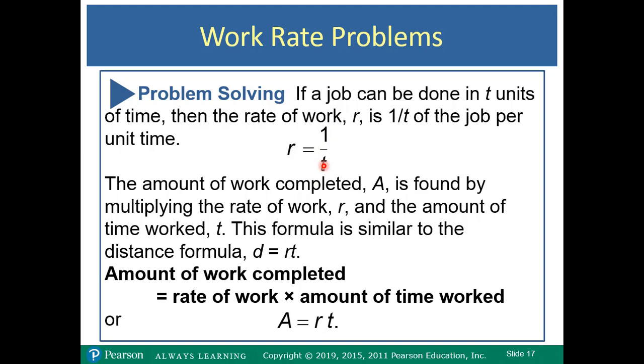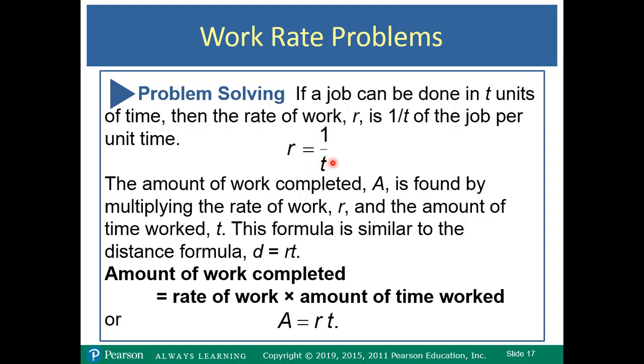So if it takes 10 hours to do a job, then the rate of doing the job is going to be 1/10 of the project per hour. If it takes 10 hours, you're going to have the full project, so it's going to be 1. It'll be finished in 10 hours. So if you're going at a constant rate, you're going to have 1/10 of the project done every hour.